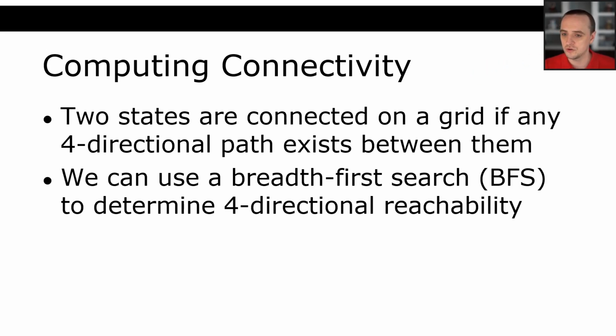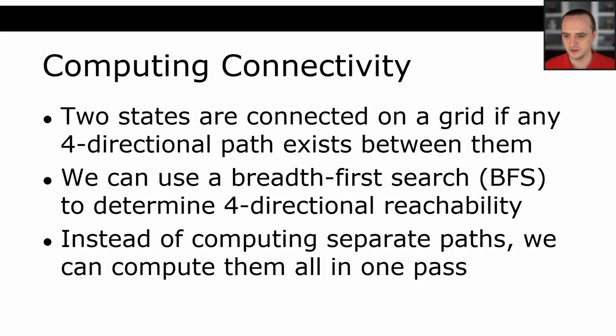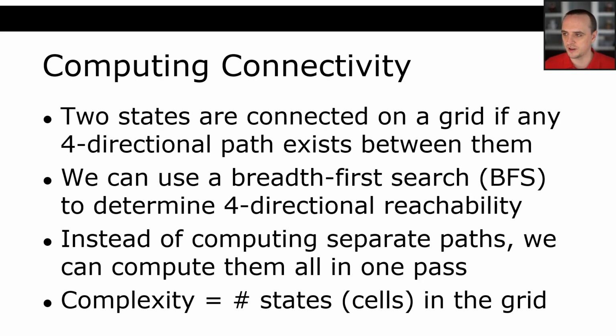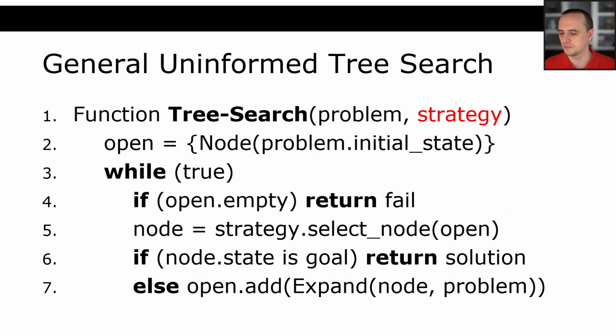And so what we can do is use a breadth-first search to determine four-directional reachability. So instead of computing separate paths, we can instead compute them all in one pass, okay? And we'll see what that means when I show an example later in the lecture. And so the complexity of this breadth-first search is going to be equal to the number of states or cells in the grid, okay? So let's just recall our algorithm for breadth-first search.